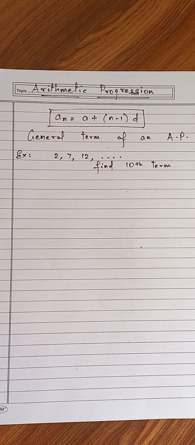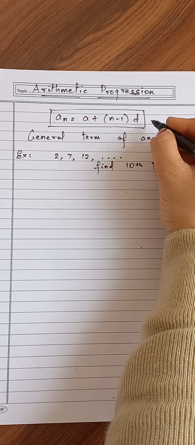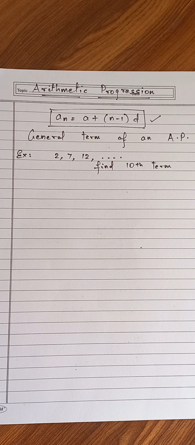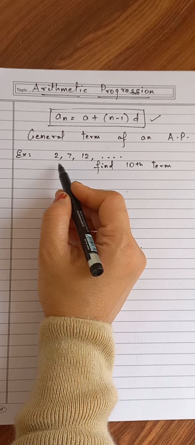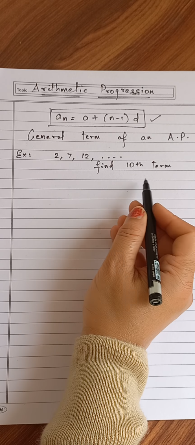So the formula to find the nth term of an AP is what I have written over here. This is the formula to find out the nth term of an AP, that is an is equal to a plus n minus 1 multiplied by d. Now if you are provided with an example, for example here some values are given which are in AP, now we have to find out the 10th term.